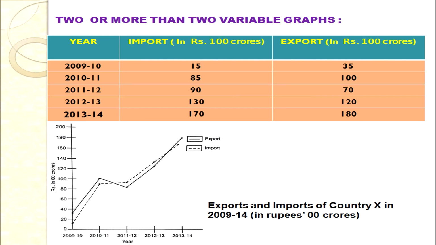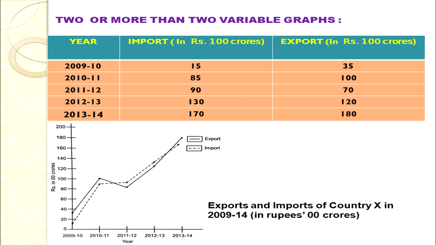As you can see in this graph, there are two variables. The first is import, the other is export. Now, to distinguish between the two lines, either you can use color pencils or you can draw one dotted line with your pencil. Now, let us see. As we can see, on the y-axis we have plotted imports and exports. On the x-axis we have labeled year.